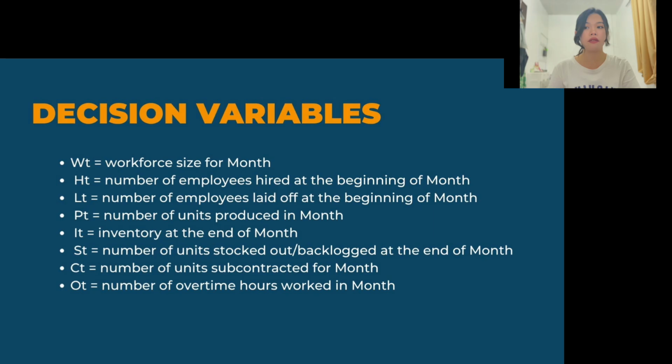We have the inventory at the end of the month, denoted by I sub T, and we have the number of units stocked out or the backlogs at the end of the month, denoted by S sub T. And we also have the units subcontracted for the month, denoted by C sub T. And lastly, we have the number of overtime hours worked in a month, denoted by O sub T.